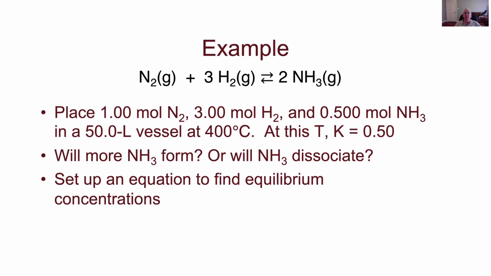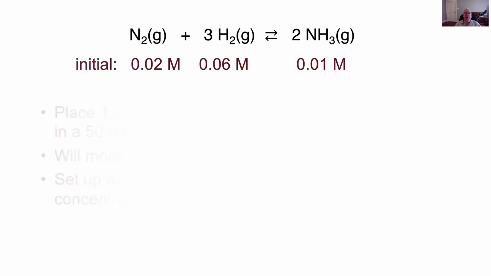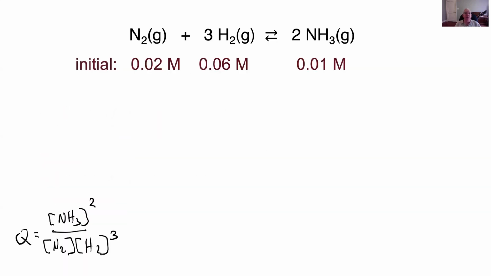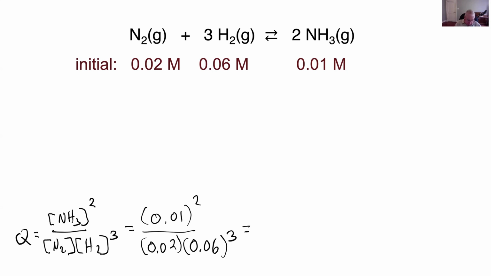Here I had numbers of moles and I had them in 50 liters, right? So I divided the moles by the 50 liters. So for the nitrogen, for example, I had 1 mole in 50 liters, so I should get 0.02, right? And that's how I got those numbers that are up there. If I put the numbers in here, this is 0.01, that's squared. This is 0.02 and 0.06 cubed. I do the arithmetic for that, and the notes sitting beside me say I get 23.1.